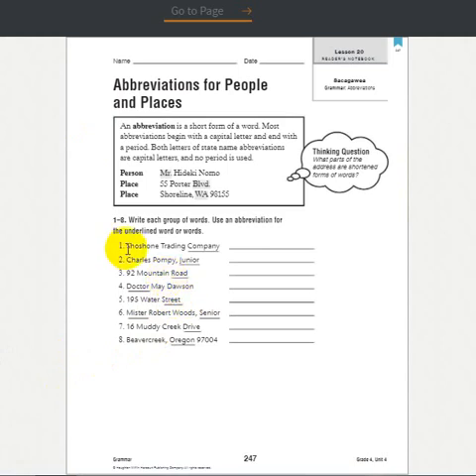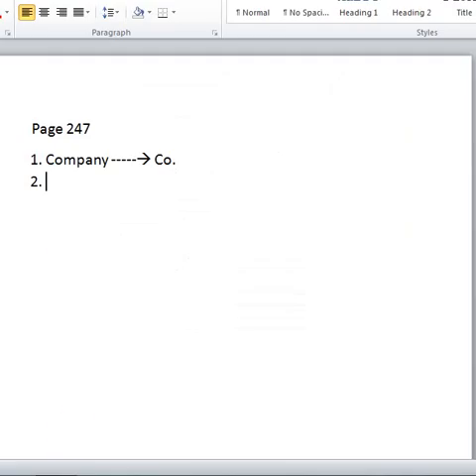Number 2, Charles Pompey Jr. That's the name of a person. His name is Charles Pompey, and Junior means that his father's name was Charles Pompey as well. So his father is Charles Pompey Sr. and he is Charles Pompey Jr. Okay, so what's the abbreviation for Junior? Junior will be JR period. Okay? Let's keep on going.